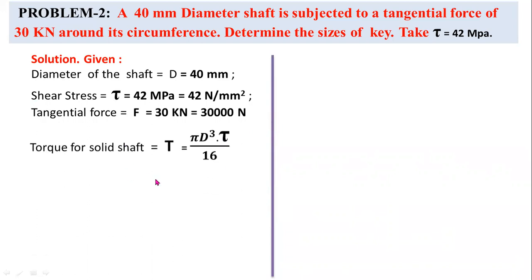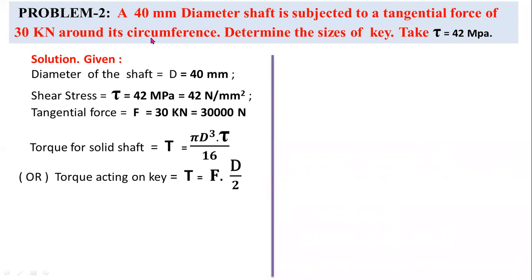So this is the formula for torque. Torque transmitted by the solid shaft: torque equal pi d cube by 16 into tau. This is another formula for torque transmitted by the shaft. Here in this equation, you can observe the diameter of the shaft and the shear stress induced in the key material also given. You can use this formula or this formula to determine the value of torque.